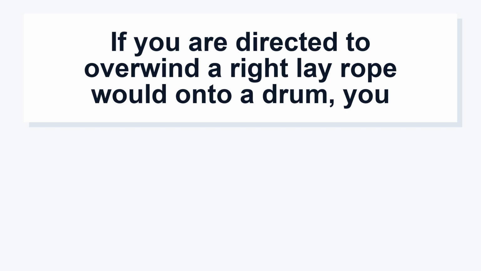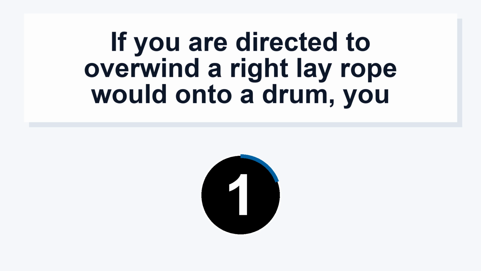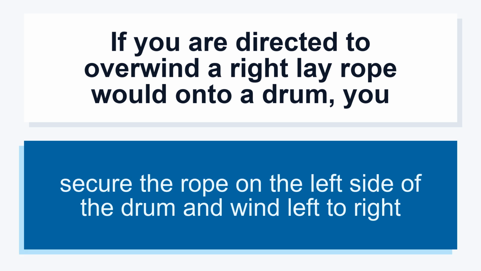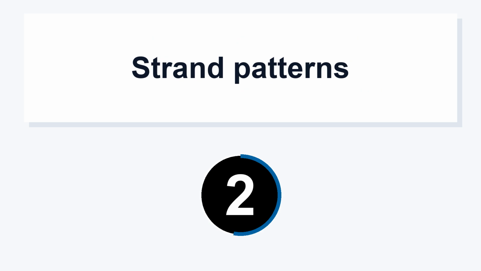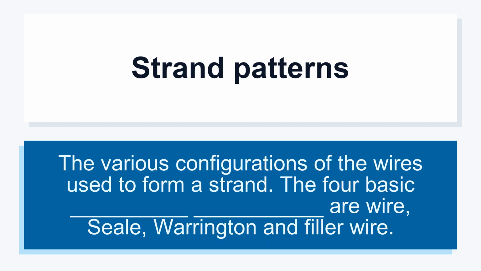If you are directed to overwind a right lay rope onto a drum, you secure the rope on the left side of the drum and wind left to right. Strand patterns. The various configurations of the wires used to form a strand. The four basic strand patterns are wire, seal, Warrington and filler wire.